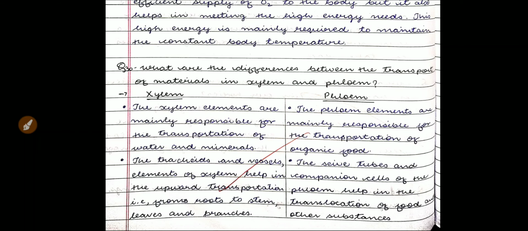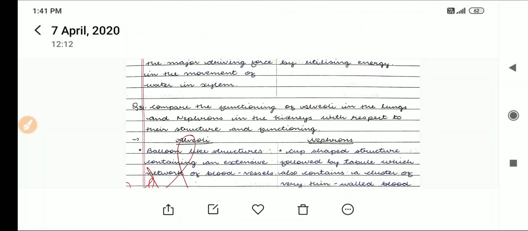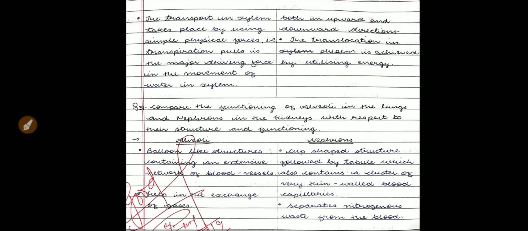Next, phloem, students. The phloem elements are mainly responsible for the transportation of organic food. The sieve tube and companion cells of the phloem help in the translocation of food and other substances. The transport in xylem takes place by using simple physical forces, that is, transpiration pull is the major driving force in the movement of water in xylem. Next, students, यह phloem का है, both in upward and downward directions. The translocation in phloem is achieved by utilizing energy.